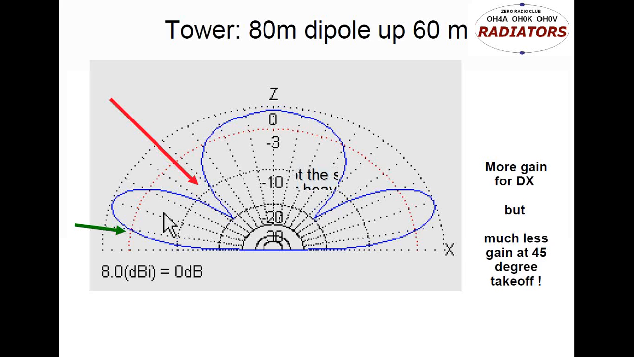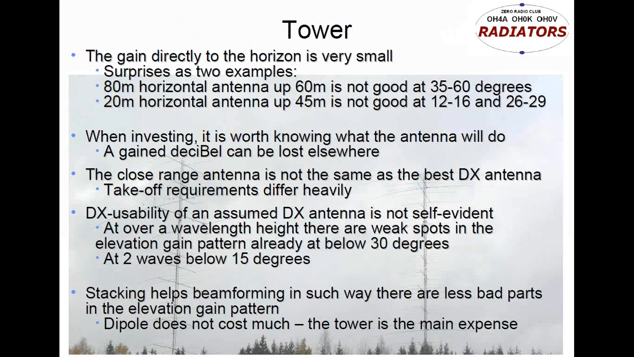So, trying to summarize the tower effects, or antenna height effects. The gain directly to the horizon, I mean zero angle, is always very small. That is not a surprise, but there are some surprises. An 80-meter horizontal antenna up 60 meters is not going to serve you well, because you are going to have the problem with incoming angles between 35 and 60 degrees, and everybody knows that on 80 meters we are going to have this kind of signals coming in.